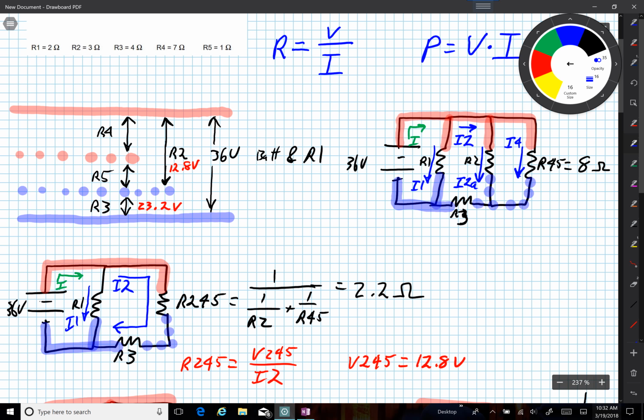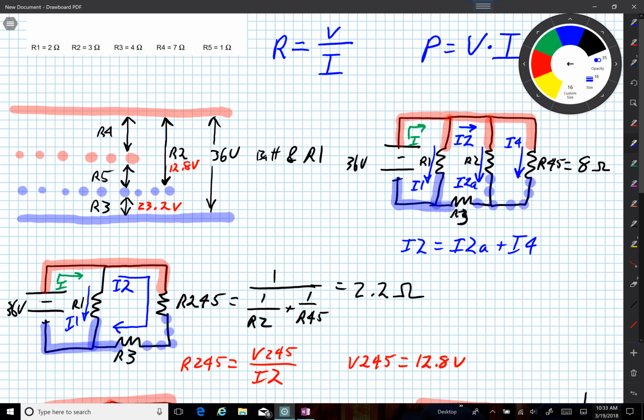Okay. And the current law says that I2 must equal I2A plus I4. That's Kirchhoff's current law. It says that the currents coming out of a junction have to add up to the current that came into the junction. And so now I can figure out what I2A is by using Ohm's law.